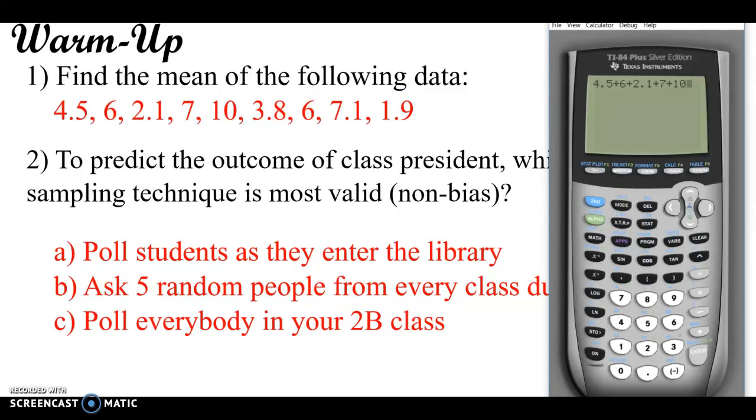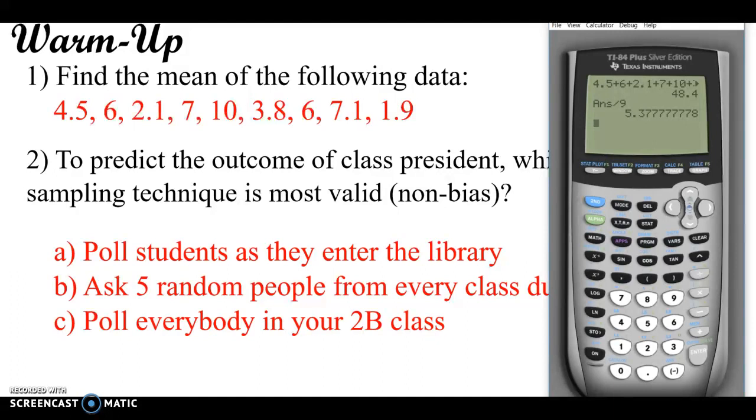So to find the mean, we're adding them all up. We have plus 10 plus 3.8 plus 6 plus 7.1 plus 1.9, and then get a total. And then what do we do? Divide by the number of how many. So how many were there? 1, 2, 6, 7, 8, 9. Divide by 9. Is that right? Yeah, that's right.